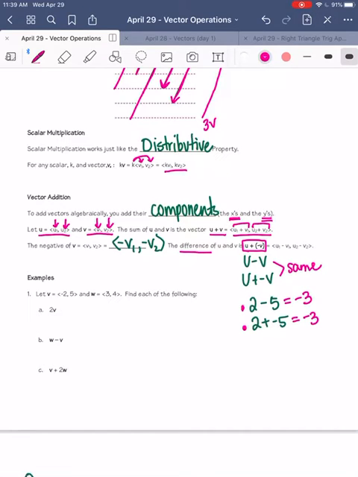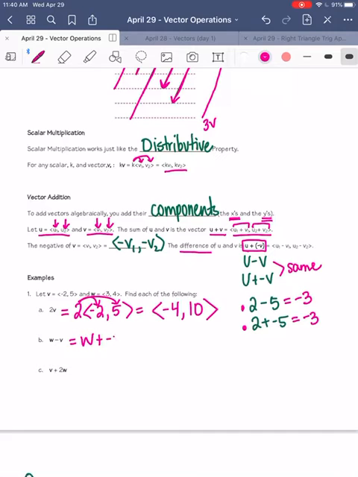So letter A says 2 times V. So that means we want it to be twice as long as our original vector. Well, basically you just take the 2 and you distribute it, since it's scalar multiplication, to each of the components of V. And so our final answer is, if we distribute, our new component would be negative 4, 10. Okay, that's it.